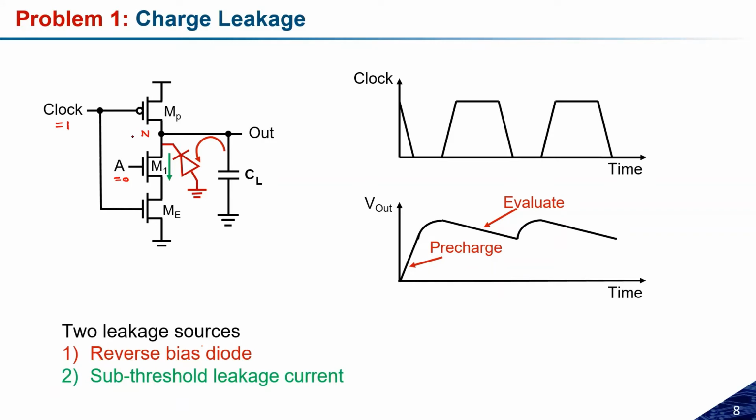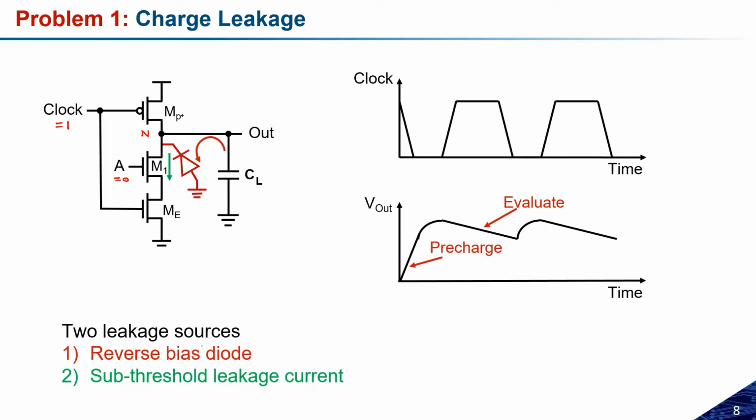Yes, please. Why are we calling it a dynamic node? Dynamic node is node N, because we are dynamically charging this node through the precharge transistor. That is why we are calling it the dynamic node. Can you explain the word dynamic here? Dynamic, yeah, see here.